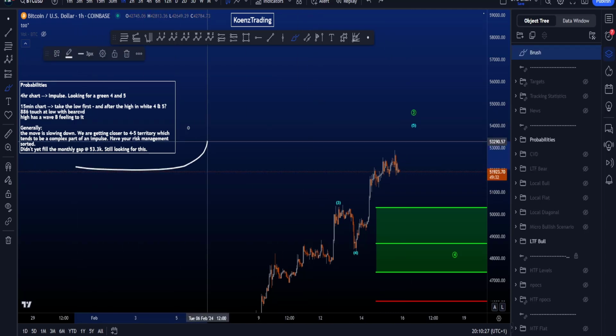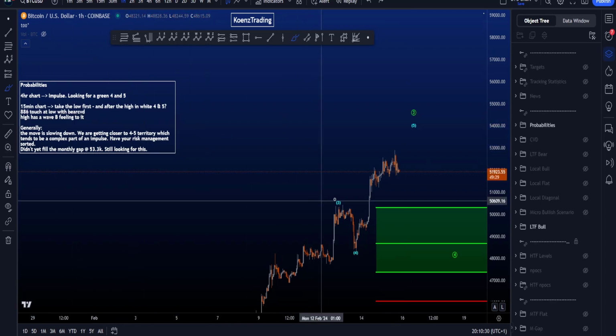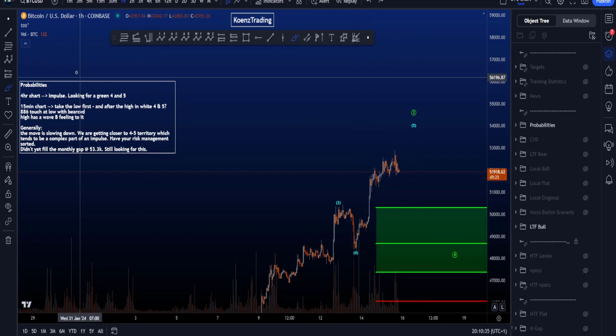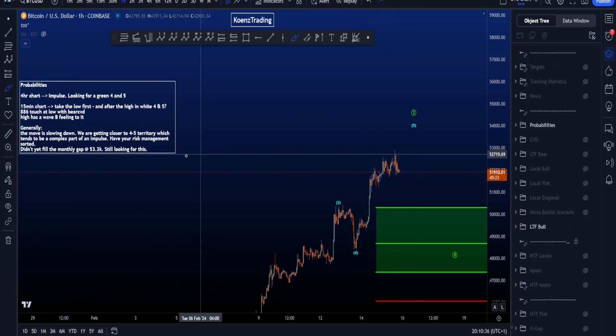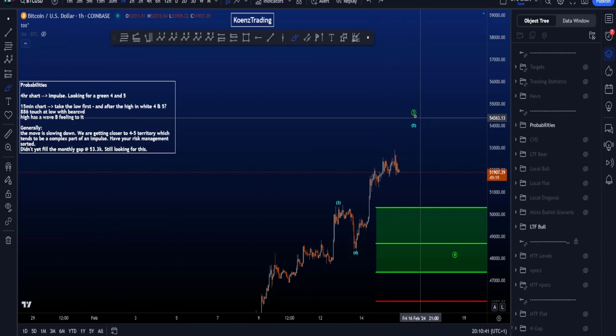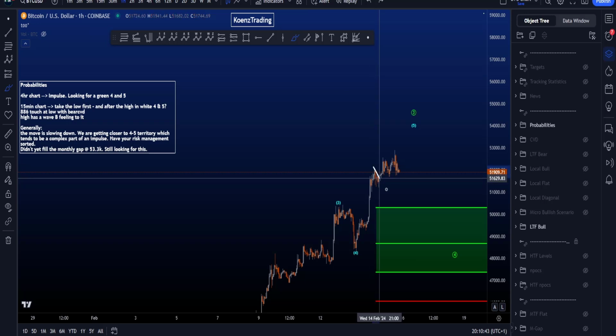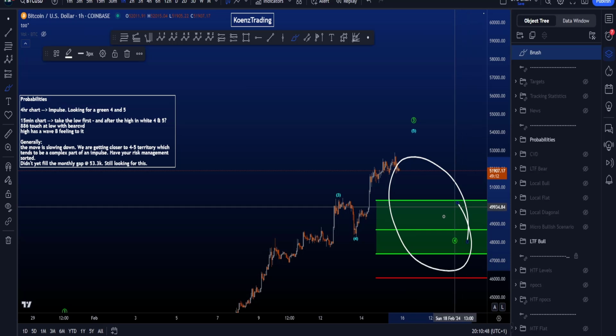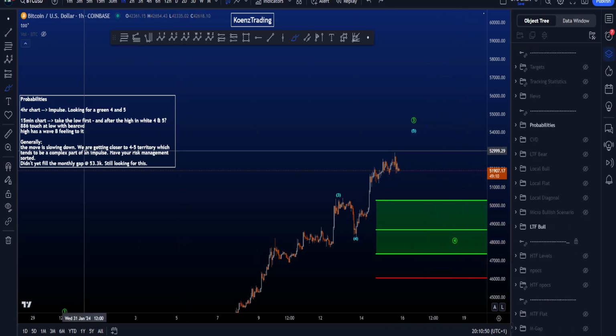Now generally, however, the move to the upside is slowing down. We are grinding here towards the upside. We have a bit of a volume decrease as well, so that is important. And also we are getting closer to 4-5 territory. In this wave 5 over here, we're looking for 4-5 territory, as well as on the higher time frame eventually for a bigger wave 4 and eventually a wave 5.